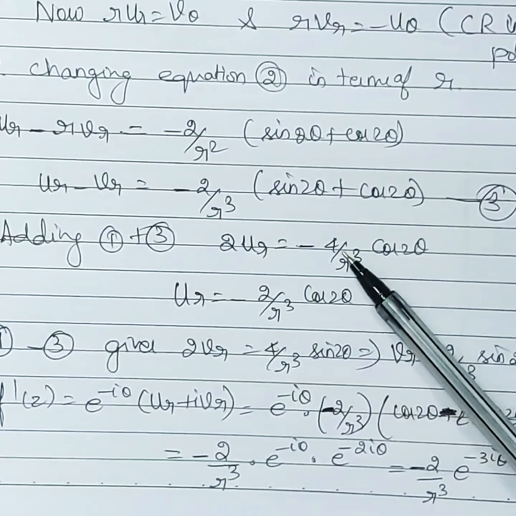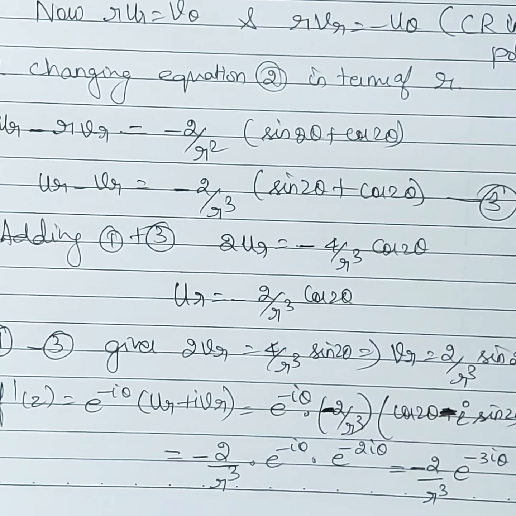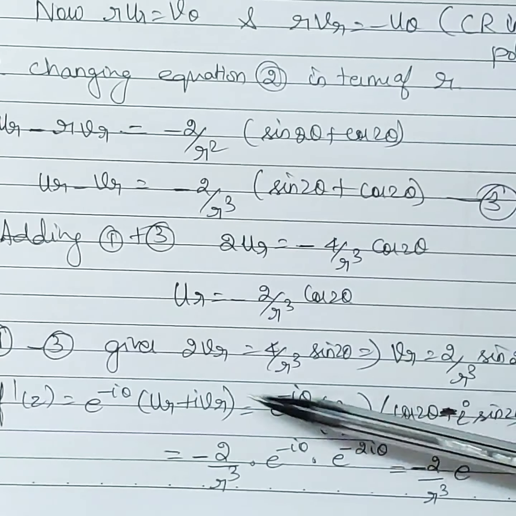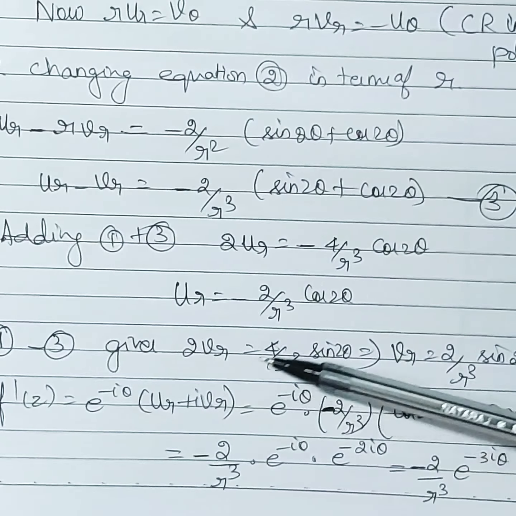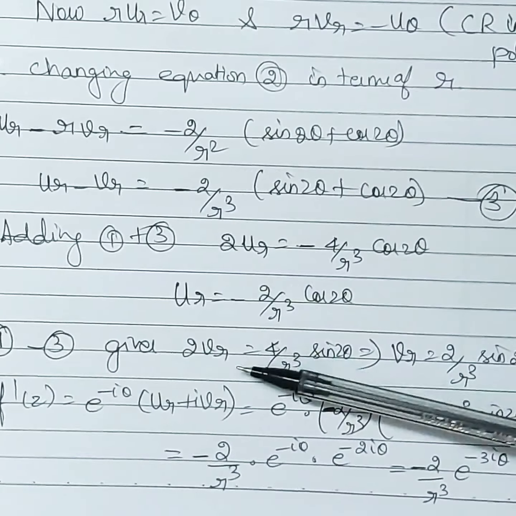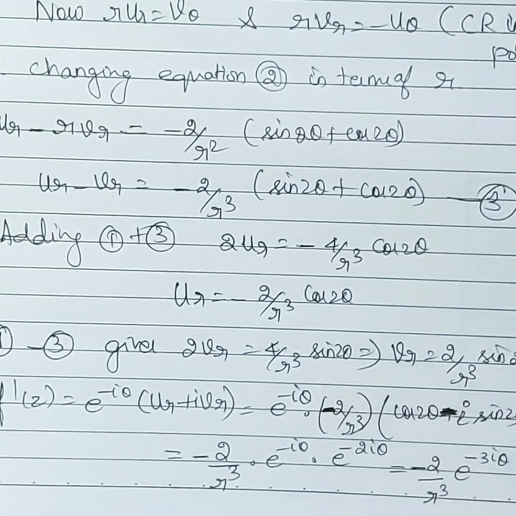Bring this 2 down and the 1 and 2 will get cancelled. Similarly, 1 minus 3 will give you only the sine term. Vr is equal to 2 by r cube sine 2 theta. So initially when you subtract, you will get 2 Vr is equal to 4 by r cube sine 2 theta. Please be careful with the sign. So Vr is 2 by r cube sine 2 theta.